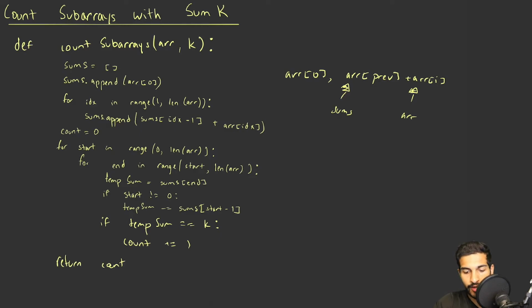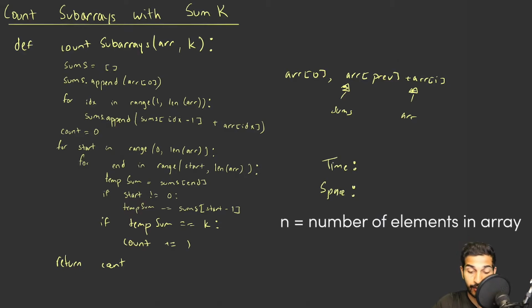Notice that we still use a cumulative sum array, which is a good intuition for subarray sum problems, and we end up getting an okay runtime, which we'll go over right now. Let's go over the time and space complexity. N will be the number of elements in our array.